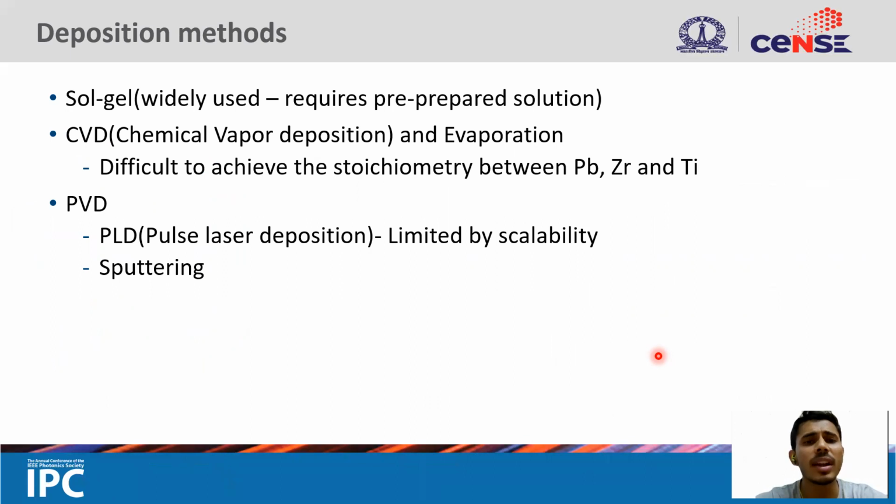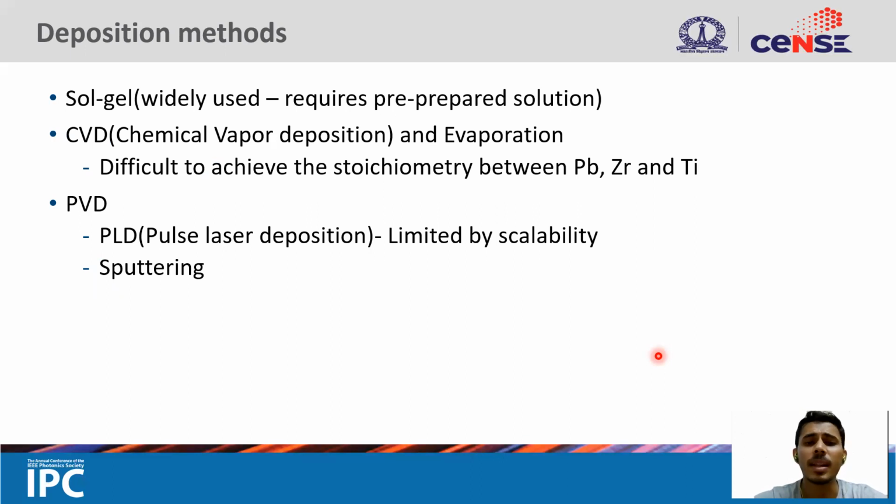It's widely used, but it's a liquid process, and it's limited by the thickness of the film deposited. With chemical vapor deposition and evaporation, you can get PZT, but it's difficult to achieve the stoichiometry between lead, zirconium, and titanium, solely because of the vapor pressure difference between the three components, that is lead oxide, zirconium, and titanium.